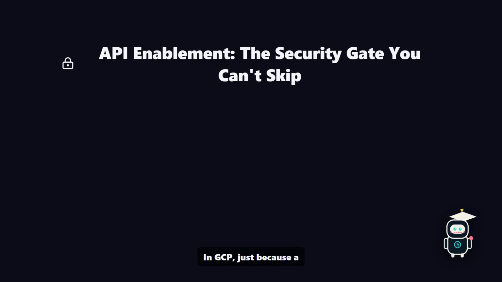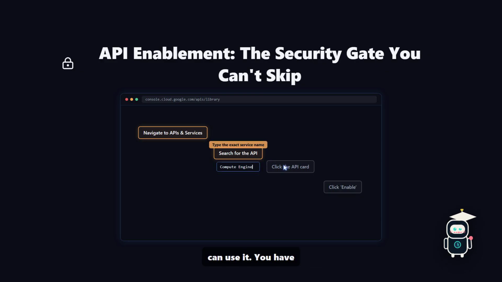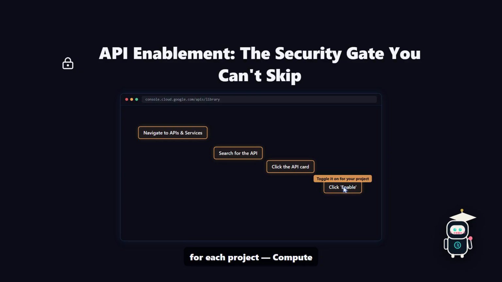In GCP, just because a service exists doesn't mean you can use it. You have to explicitly enable the API for each project. Compute Engine, BigQuery, all of them. This isn't a bug. It's a security feature that stops accidental sprawl. But it's the number one beginner stumbling block. Open the console, go to APIs and Services, and flip the switch before you type that gcloud command.